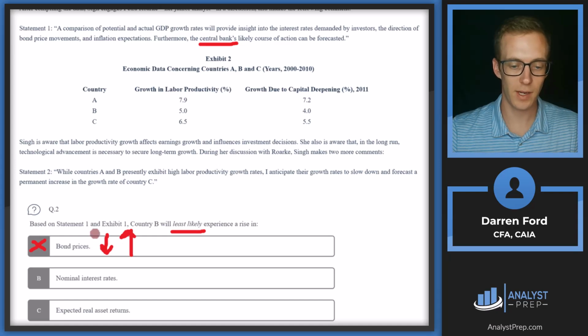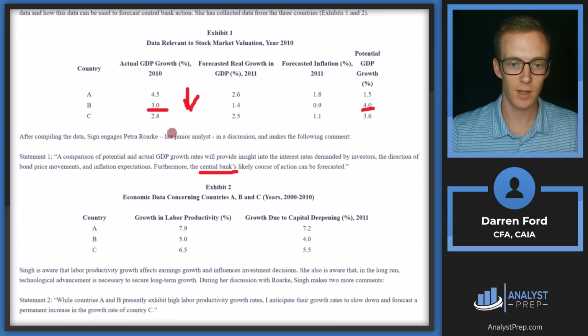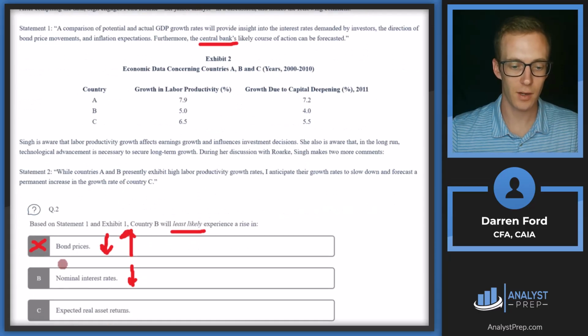Counteractive to what we just talked about for A, nominal interest rates are more likely to go down than they are to increase, since the central bank will more likely be stimulative to try and close this gap, or hold things how they are. So I think B is probably our front runner right now.